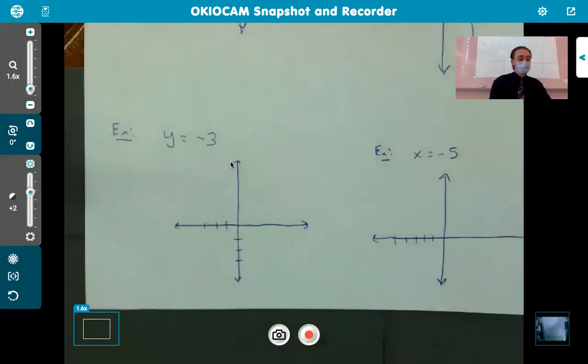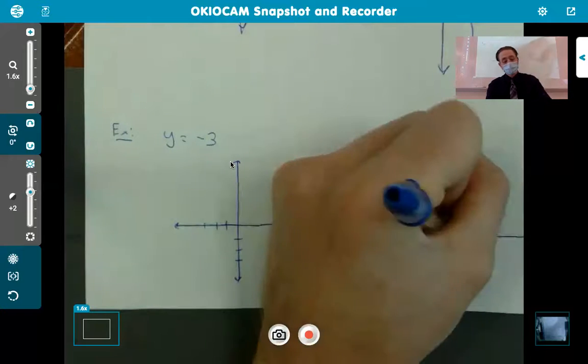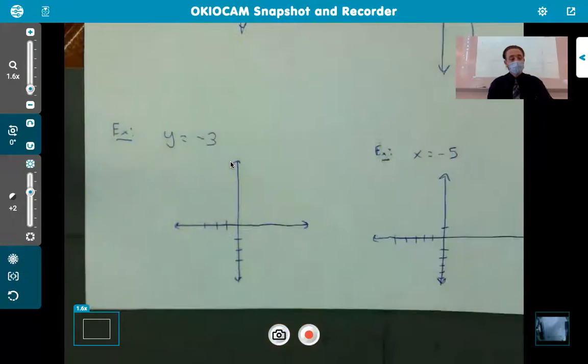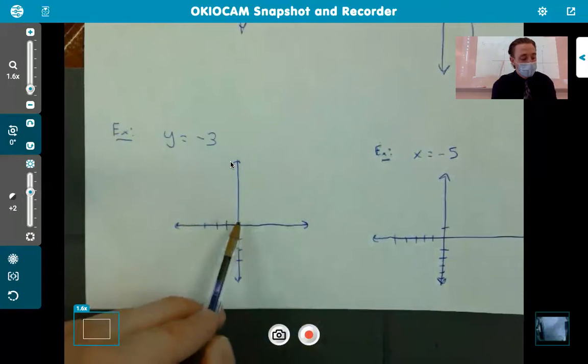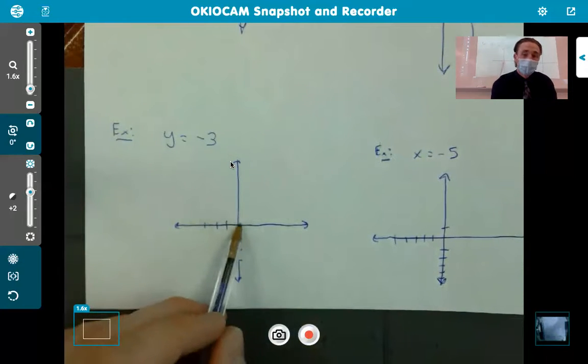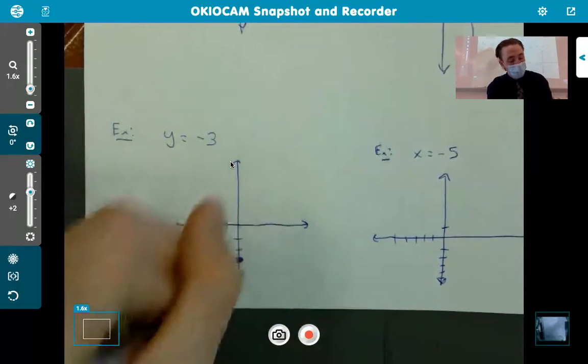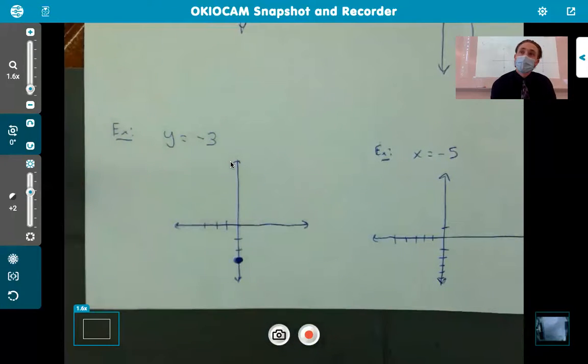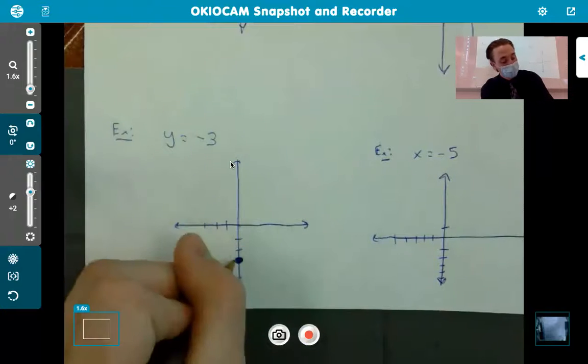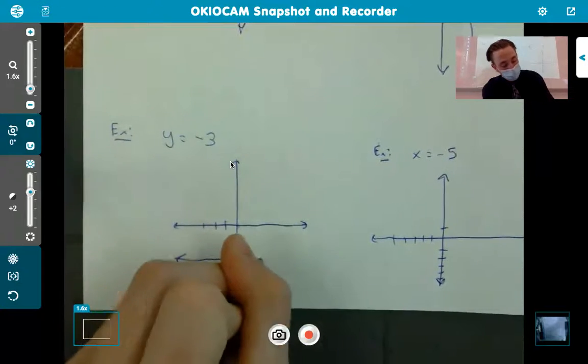So if I have y equals -3, all right, where am I plotting that point? What's that? Along the y-axis. So am I going up 3, down 3? Where am I going? Down 3, plot the point. And then is my graph vertical or horizontal? Horizontal. So I just draw the line like this.